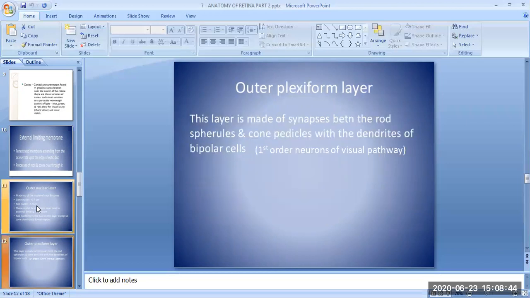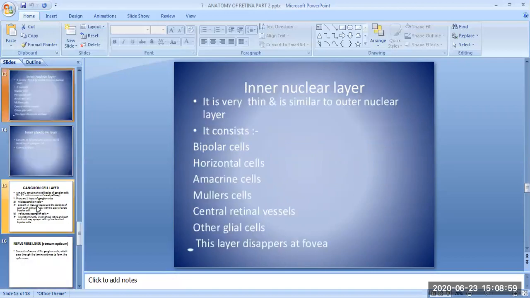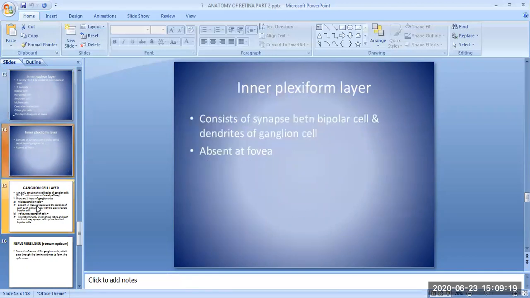Next layer, the fifth layer, is the outer plexiform layer. This layer is made of synapses between the rod spherules and cone pedicles with the dendrites of bipolar cells. Bipolar cells are the first order neurons of the visual pathway. The next, sixth layer is the inner nuclear layer. It is very thin and is similar to the outer nuclear layer. It consists of various types of cells like bipolar cells, horizontal cells, amacrine cells, Mueller cells, central retinal vessels, and glial cells, and this layer disappears at the fovea.